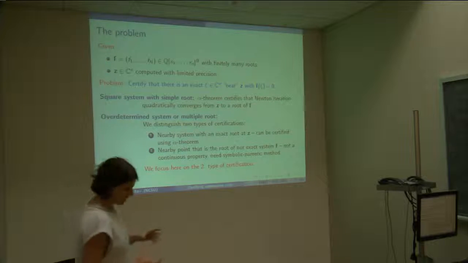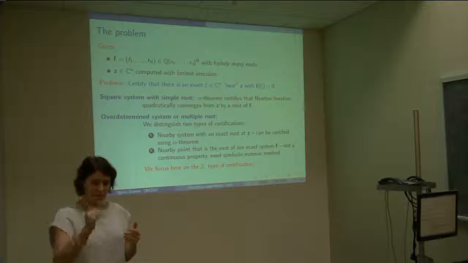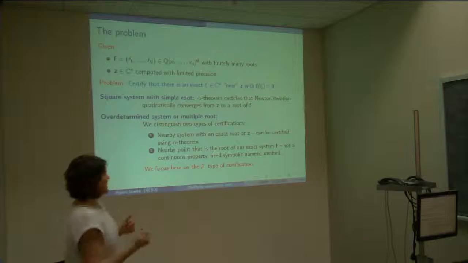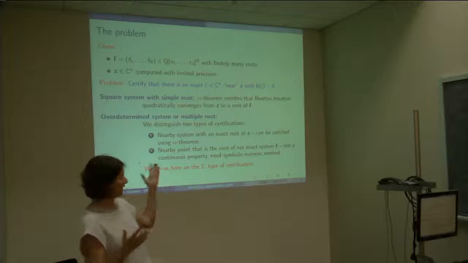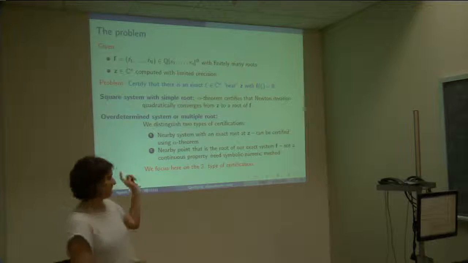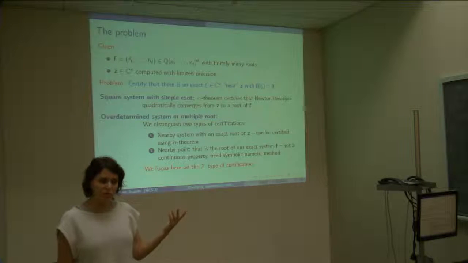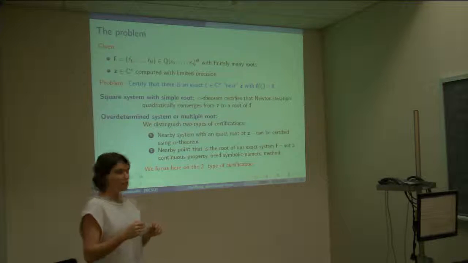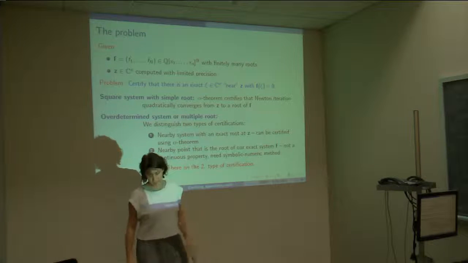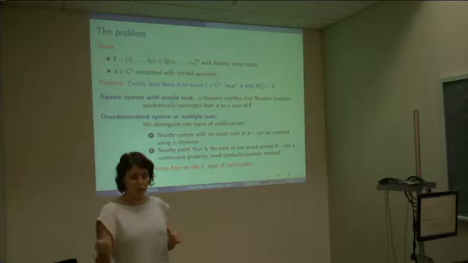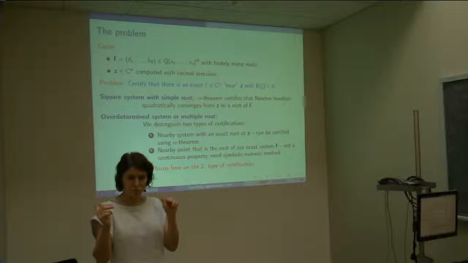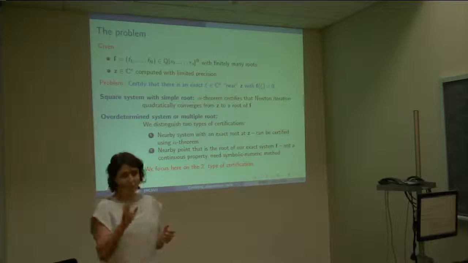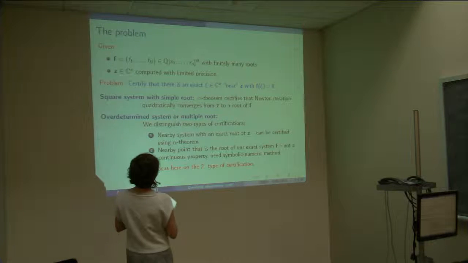In the case when the system is a square system, same number of variables and equations, and the root is a simple root, no multiplicities, then there is actually not one method. I will mostly talk about one method in this talk. Alpha theory gives a tool to certify the following property: that Newton's iteration, when you start from your approximate point z, quadratically converges to a root of f, and this is what we will call near a root. So this is possible only for square systems with simple roots, and there are other ways to certify the same property.